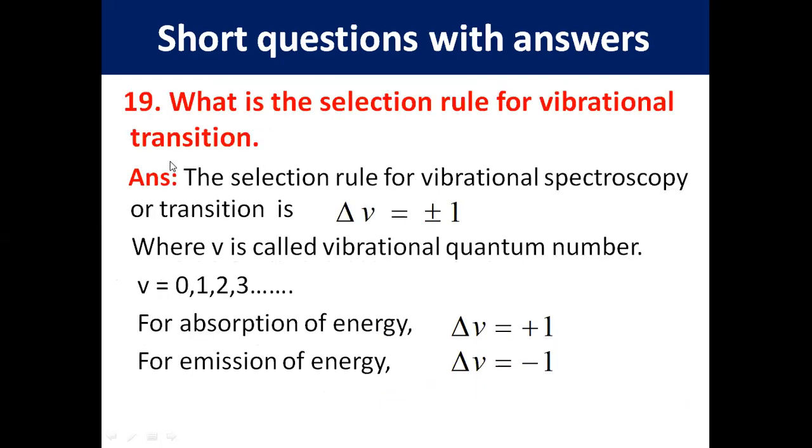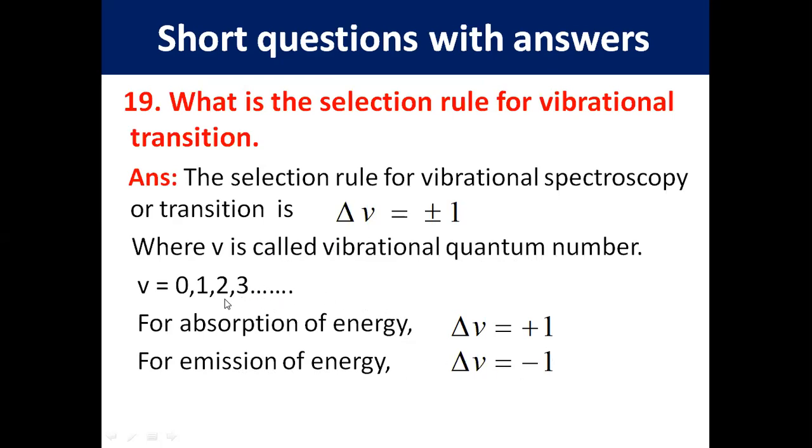What is the selection rule for vibrational transition? The selection rule for vibrational spectroscopy or transition is delta V equal to plus or minus 1, where V is called the vibrational quantum number. V can be 0, 1, 2, 3. For absorption of energy, delta V is equal to plus 1, and for emission of energy, delta V is equal to minus 1. So these are the vibrational energy levels of the molecule.